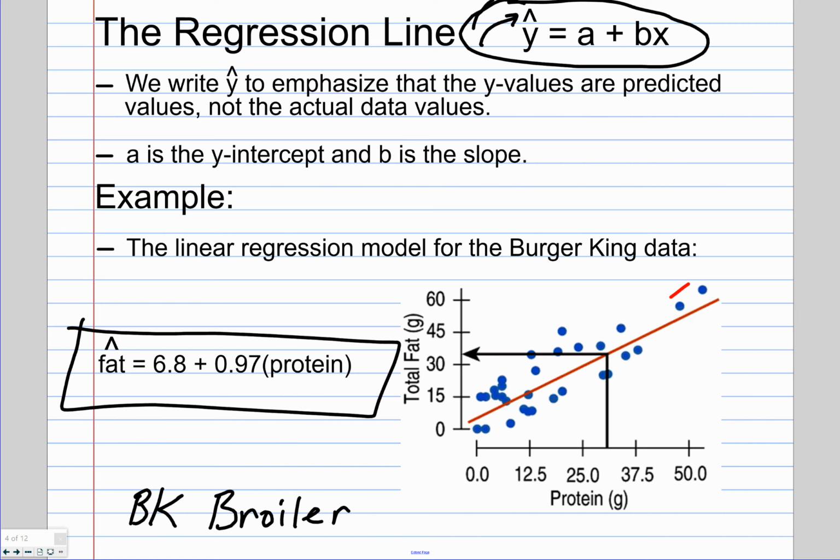this BK Broiler has, I think, about 30 grams of protein. So it's telling you right here is where it's expecting the total fat to be. That's why that's there. So when we do it, that won't be there. Okay?